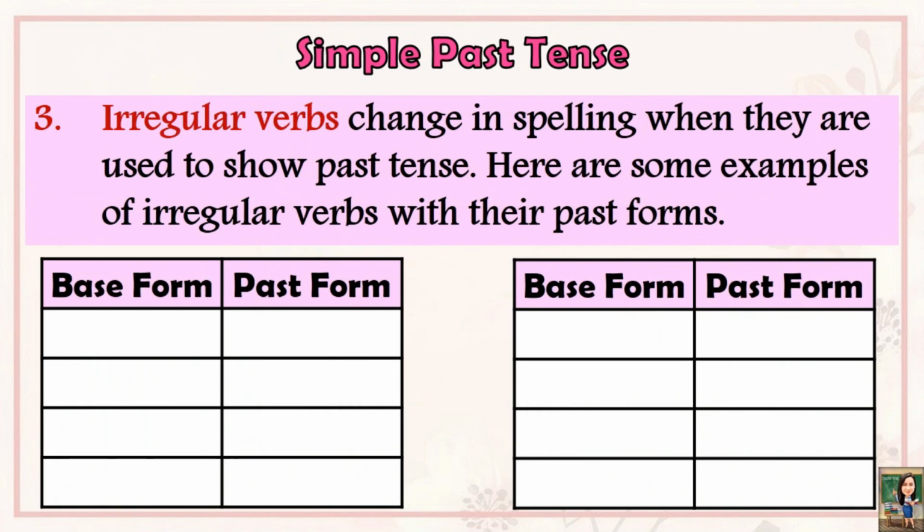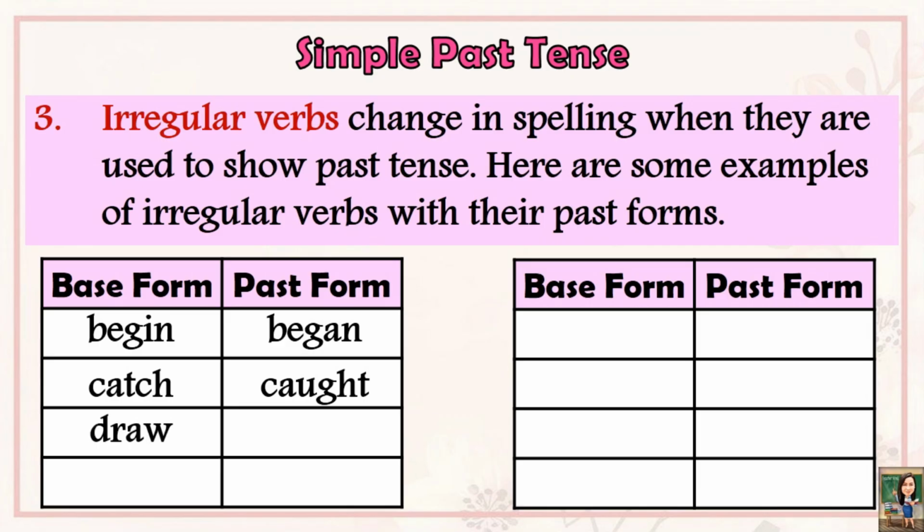Next is, in simple past tense, irregular verbs change in spelling when they are used to show past tense. Here are some examples of irregular verbs with their past forms. In base form, the verb is begin. The past of begin is began. Next is catch. The past form of catch is caught. Next verb is draw. The past form of draw is drew.